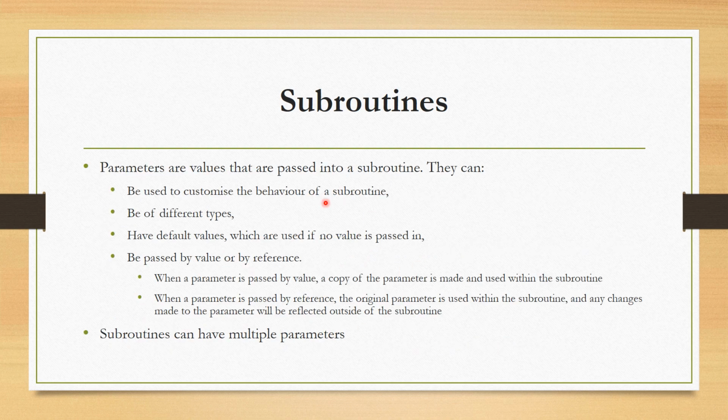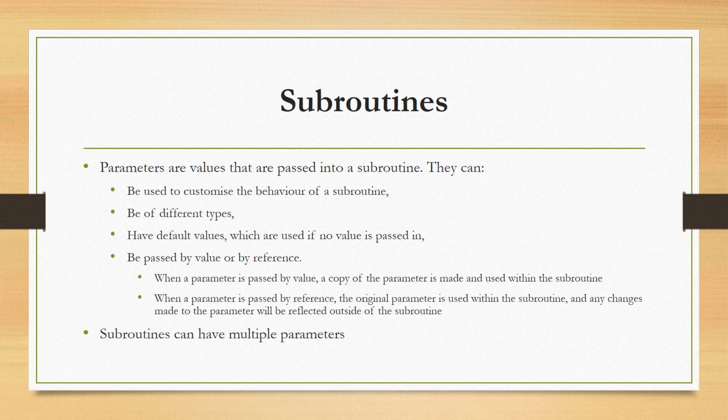Parameters are values that are passed into a subroutine. They can be used to customize the behavior of a subroutine. They can be of different types and have a default value which is used if no value is passed in. They can be passed by value or by reference. When a parameter is passed by value, a copy of the parameter is made and used within the subroutine. When a parameter is passed by reference, the original parameter is used within the subroutine and any change made to the parameter will be reflected outside the subroutine.